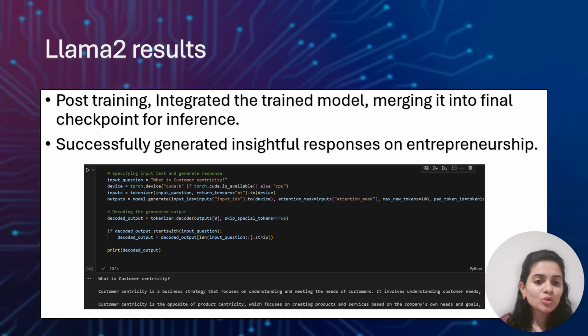Here is a screenshot of the code and the response. The input question says, what is customer centricity, and the model was able to paraphrase and generate a response which says that customer centricity is a business strategy that focuses on understanding and meeting the needs of customers.